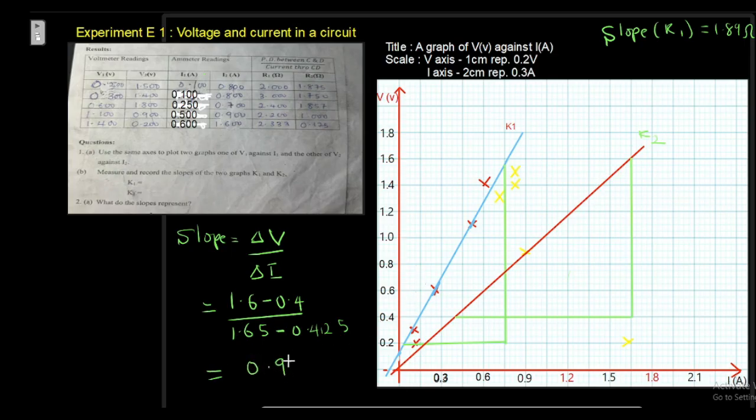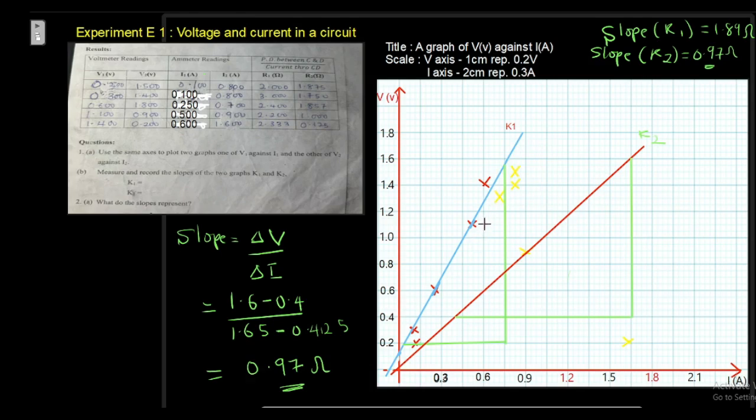So we have 0.97. Again, our unit for slope will be ohms, because we have potential difference divided by current, which is resistance. So slope 2, that's K2, will be equal to 0.97 ohms. Slope 1 is 1.89 ohms. Slope 2, K2 is 0.97 ohms. Now your answer may not be exactly what I have here. It all depends on your readings, so work with your own readings. It also depends on the kind of graph paper you're using, so work based on your graph paper.